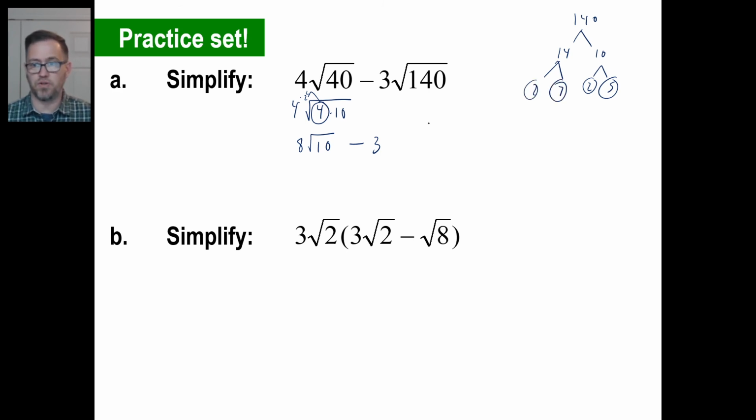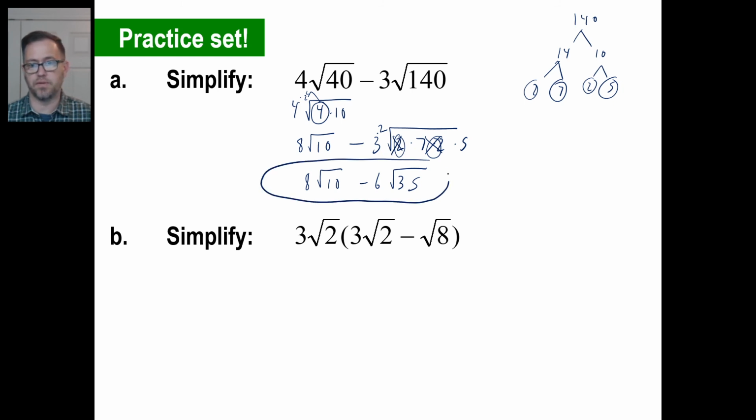Okay, so what you actually have is 3 times, I got 2, I got 7, I got 2, and I got 5. Well, 2 times 2, that's going to be the square root of 4, right? So 3 times 2, what we have left in there. All right, so our answer is 8 square root of 10 minus 3 times 2 is 6, and then 7 times 5 is 35. And there's nothing really else you can do with this. That's it. We're done. You can't add those together. That's a square root of 10. That's a square root of 35. They're not like terms. Okay, give B a whirl.